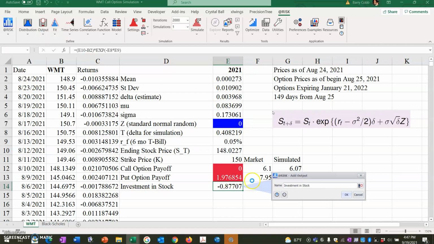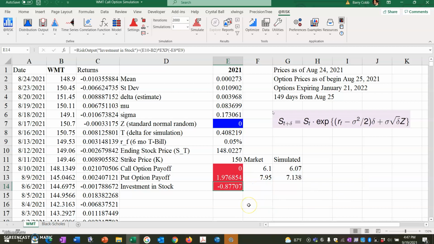And we'll make an output cell in @RISK for that investment. Then we'll also value the investment in the stock plus the put. So this will simply be the investment in the stock plus the put option payoff minus the put option price.